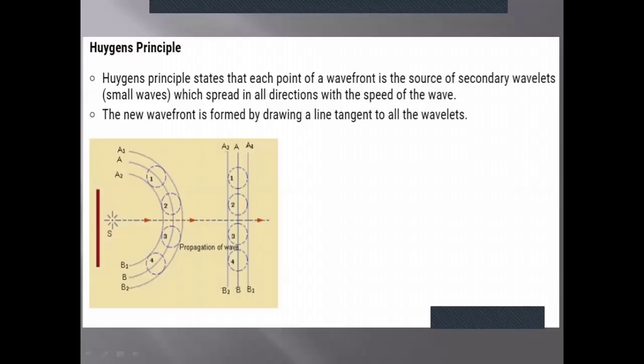over here. V2 is the back side of the wavefront. V1 is the front side of the wavefront, which is created over here. So the new wavefront is formed by drawing a line tangent to all the wavelets.